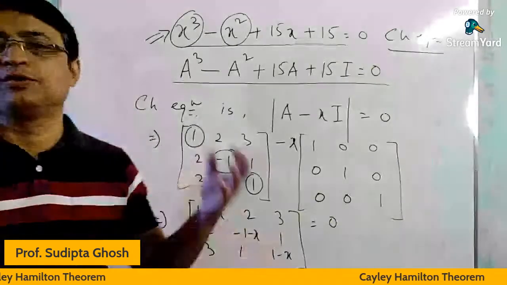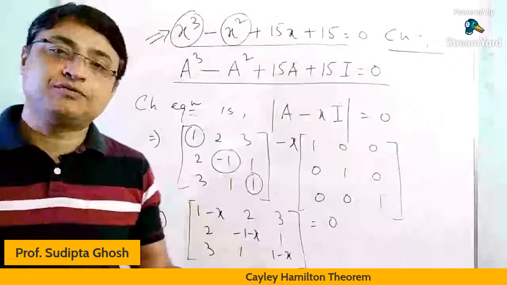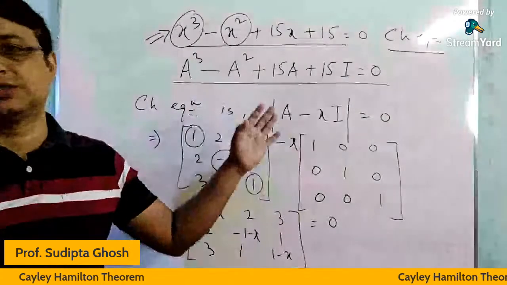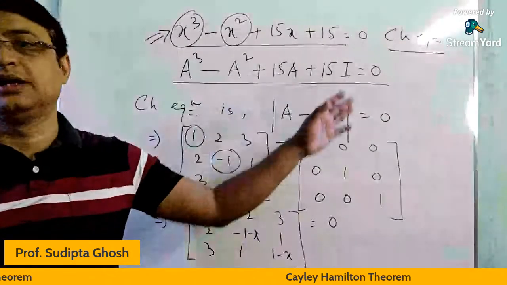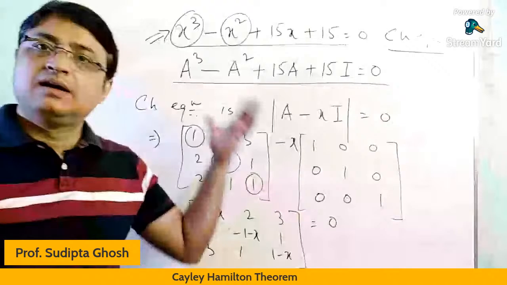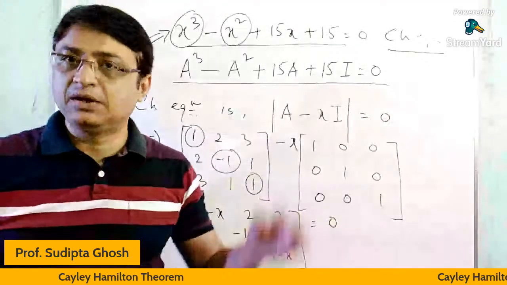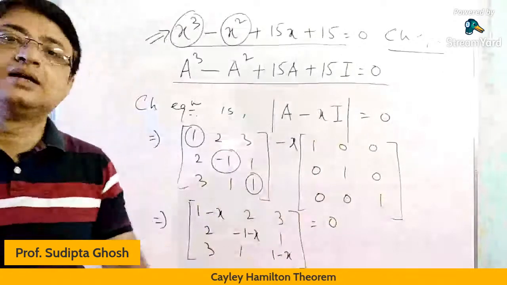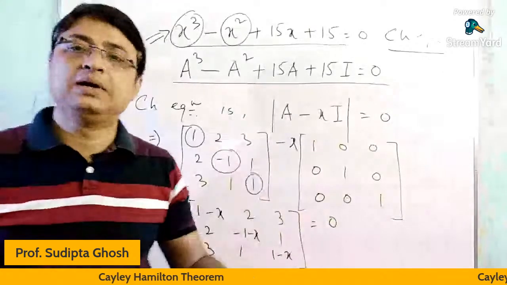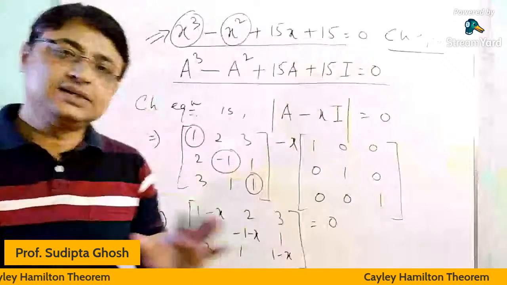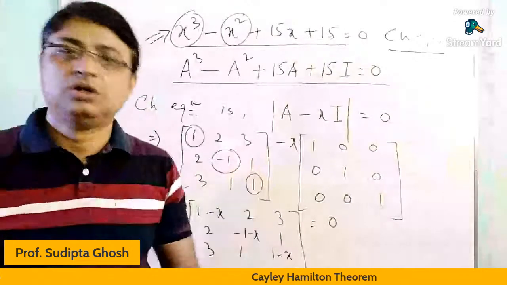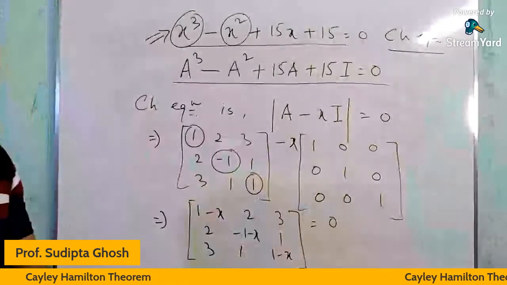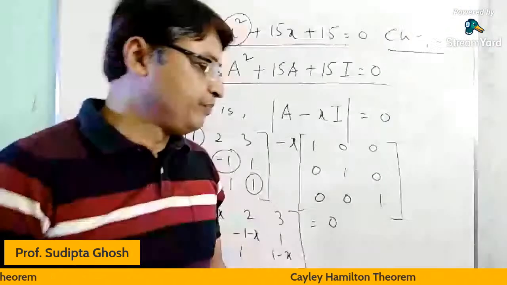because you have to find A square, then A cube, and after that substitute the values of A cube, A square, A in this equation, and you will get A cube minus A square plus 15A plus 15I equals 0. After that only one step is required: you have to write that the Cayley-Hamilton theorem is verified. So this is the process you have to follow to verify the Cayley-Hamilton theorem. I think till now this is all clear for you.